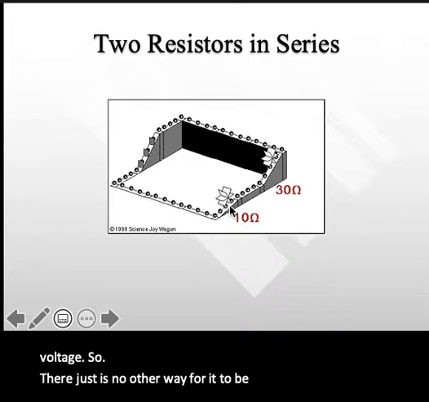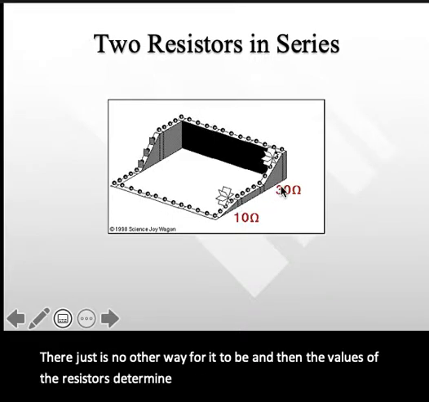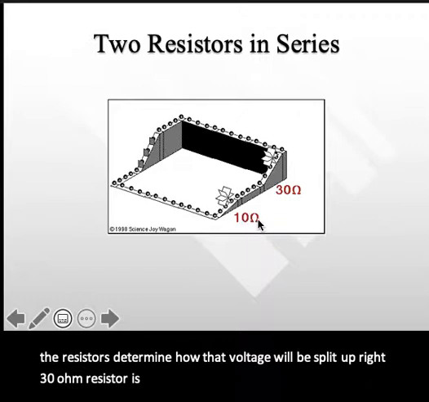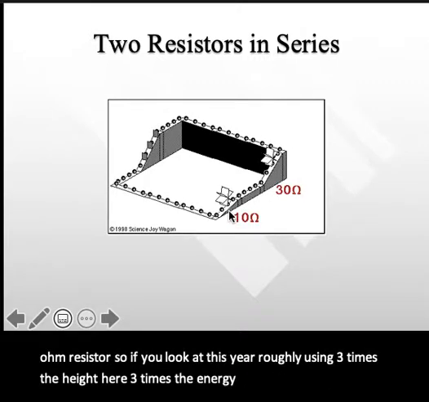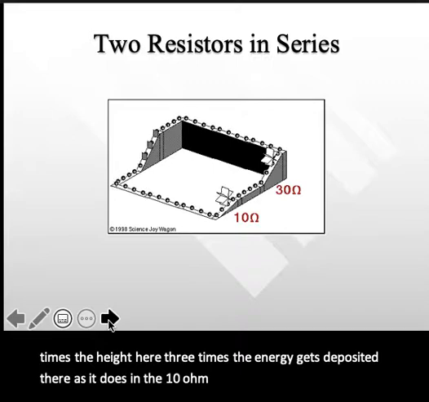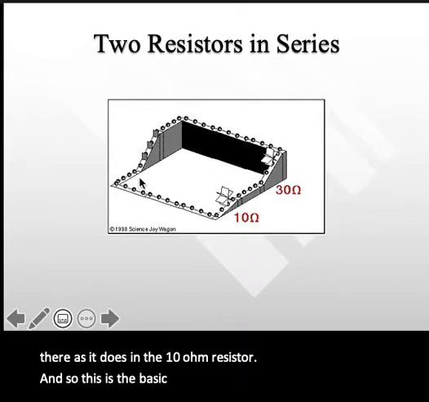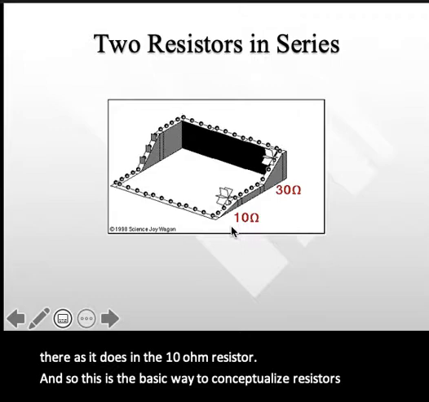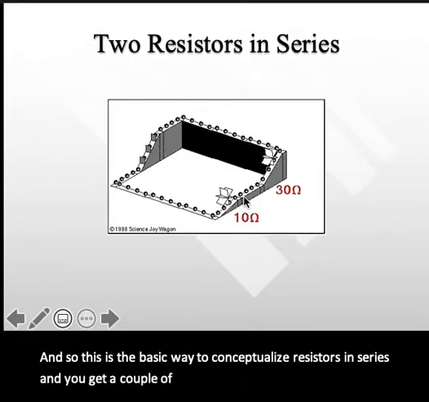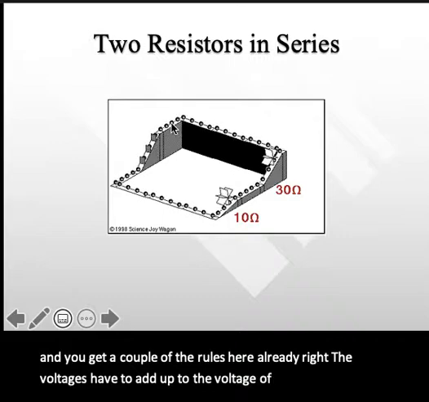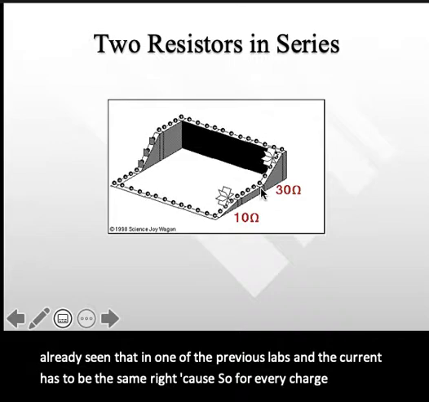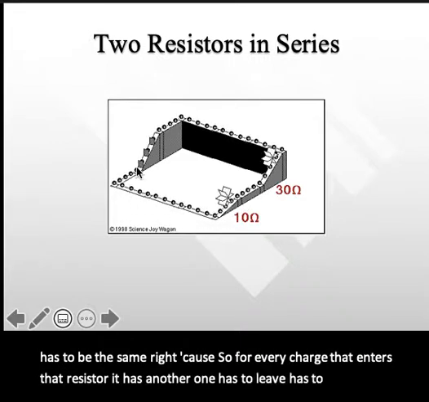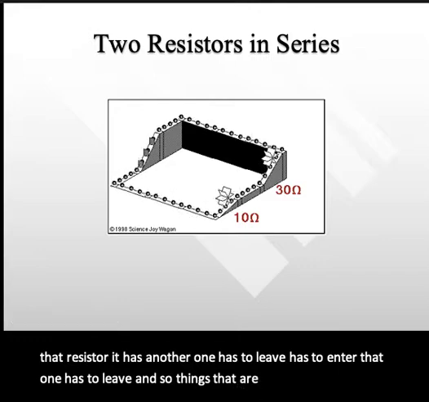And then the values of the resistors determine how that voltage will be split up, right? A 30 ohm resistor is 3 times harder to get through than a 10 ohm resistor. So if you look at this, you're roughly using 3 times the height here, 3 times the energy gets deposited there as it does in the 10 ohm resistor. And so this is the basic way to conceptualize resistors in series. And you get a couple of the rules here already, right? The voltages have to add up to the voltage of the battery. You should have already seen that in one of the previous labs. And the current has to be the same, right? Because for every charge that enters that resistor, another one has to leave. And so things that are in series have the same current.